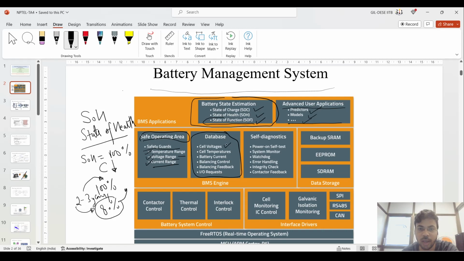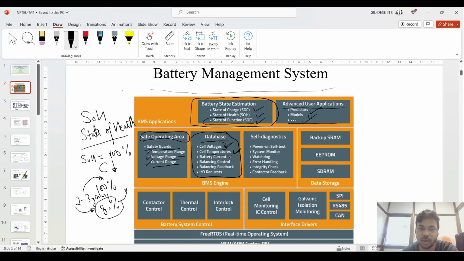Databases in what sense? Suppose you have got a fault or your cell voltage has exceeded its limit, so you can get the data on when that happened and what kind of mechanism was responsible for this overcharge or over-discharge, whether it is a human error or any software-related issue. So from the database you can observe where this problem is coming from.